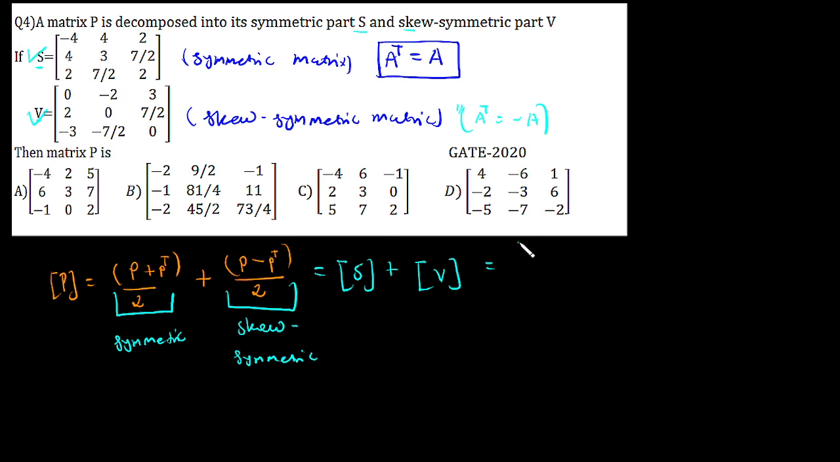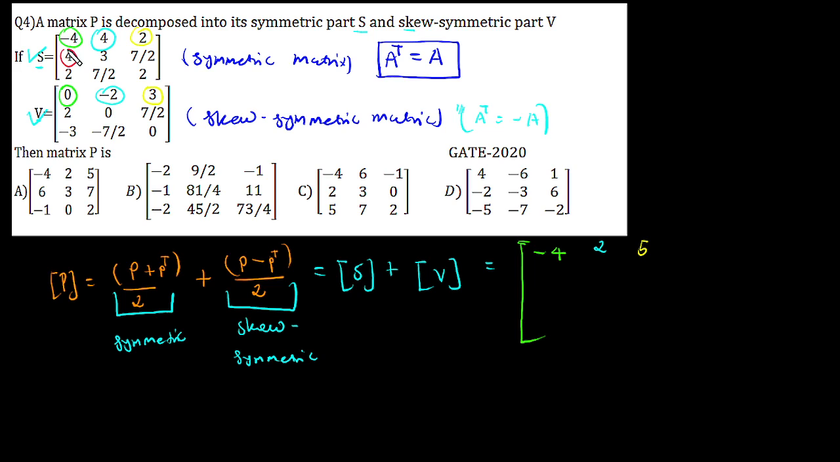So let's make our resultant matrix P here. Simply we have to add those two matrices S and V. So now let's start with this first element. Minus 4 will add in this 0, so I can say the first entry will be negative 4. Now the second entry here is 4, and here we have minus 2, so I can say the second entry in this matrix P is 2. Now the third entry, 2 plus 3, so I can say 5.